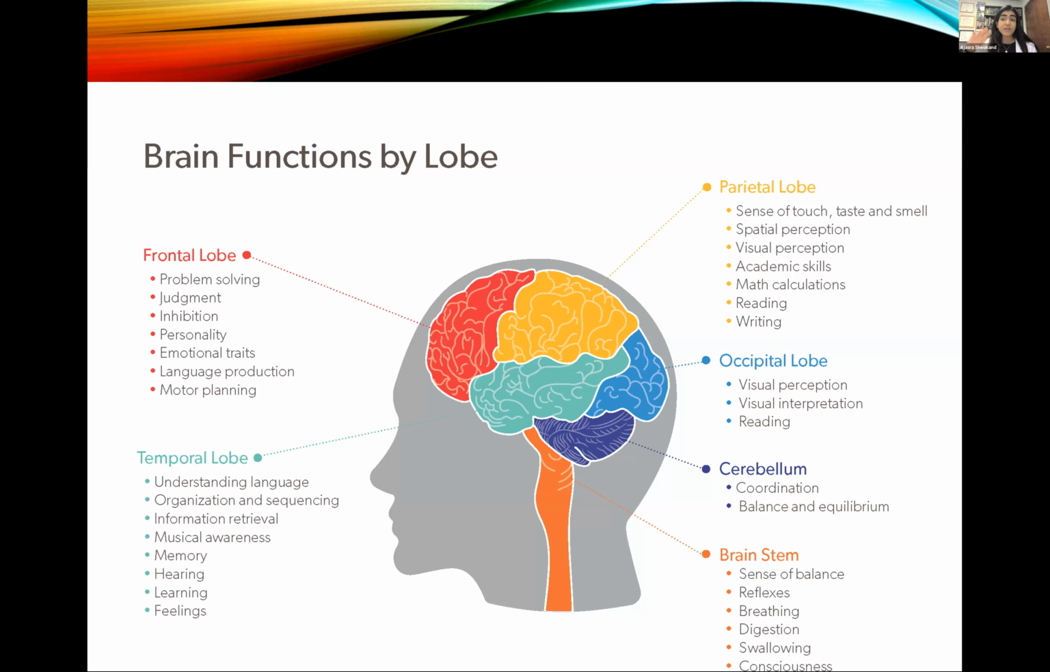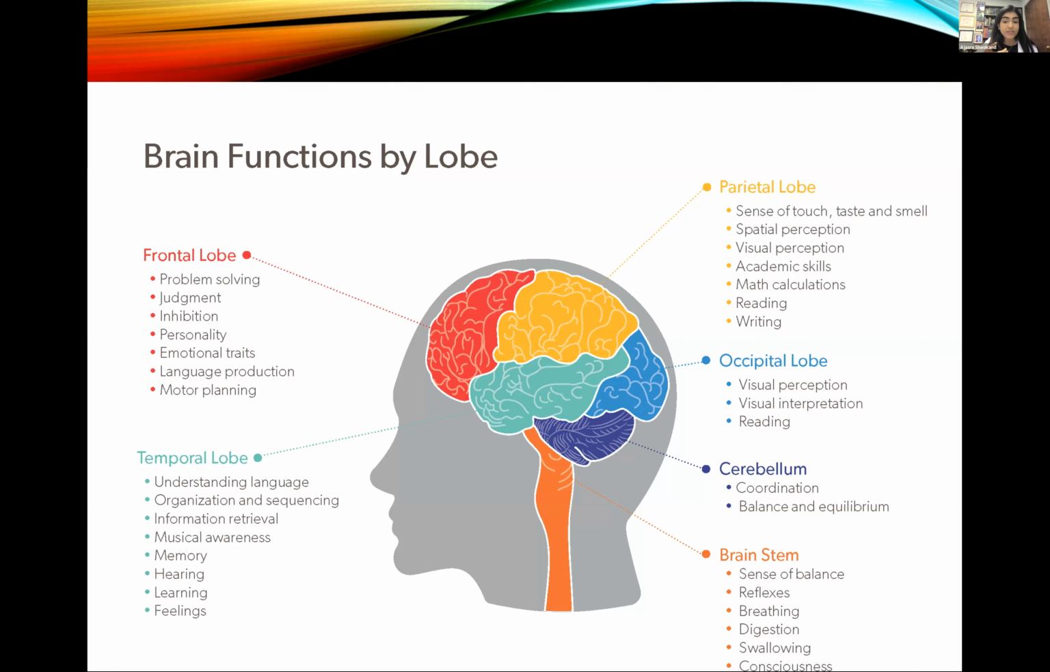Below that, we've got the occipital lobe, which is also the most posterior part of the brain, involved in visual perception and visual interpretation. I'm going to skip the cerebellum for now and come to the temporal lobe. The temporal lobe helps us in understanding language because it has Wernicke's area, which helps in understanding what people are saying. It also helps in memory, in language, in musical memory and musical awareness, and also in the formation of feelings. So that's the temporal lobe.